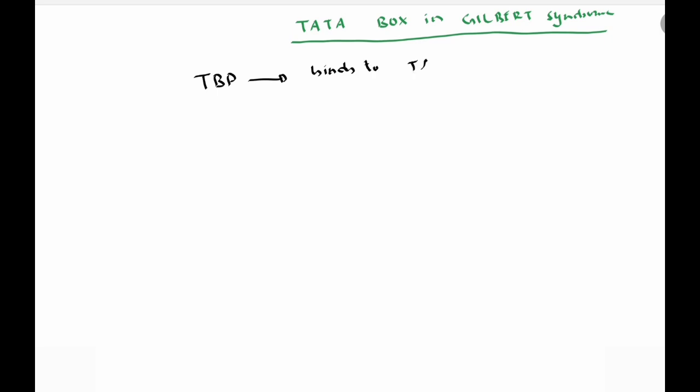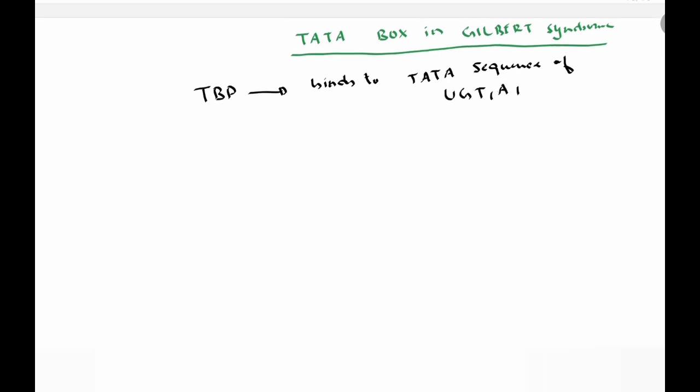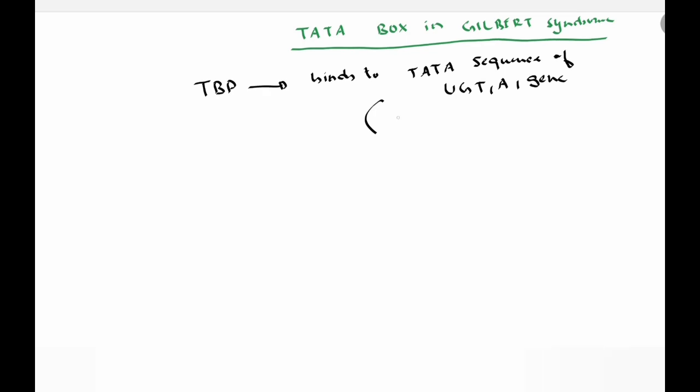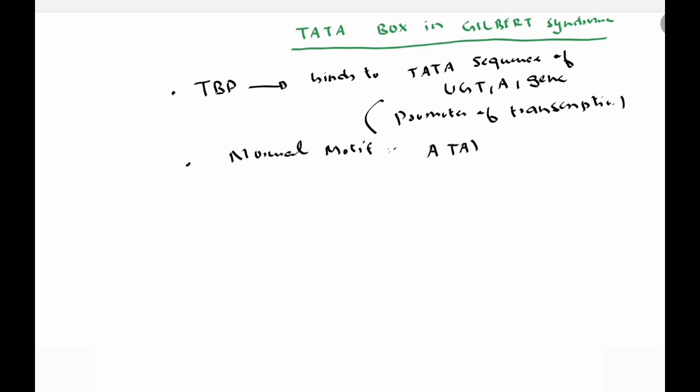We have a protein that is called TATA binding protein. It binds to TATA sequence of UGT1A1 gene, which is a promoter of transcription. The normal motif of this gene is TA multiple times. It is around TA 5 to 8 times normally, then TAA. Normally we have 5 to 8 dinucleotides in this sequence.